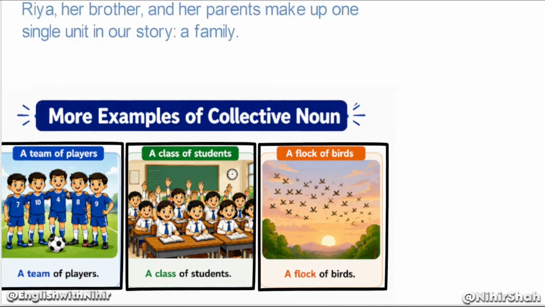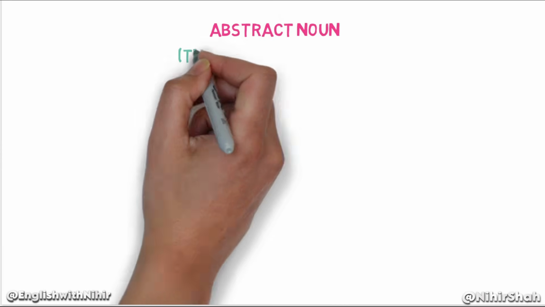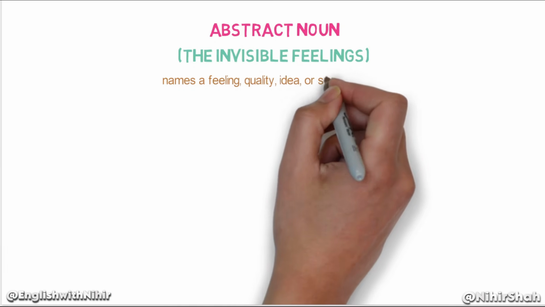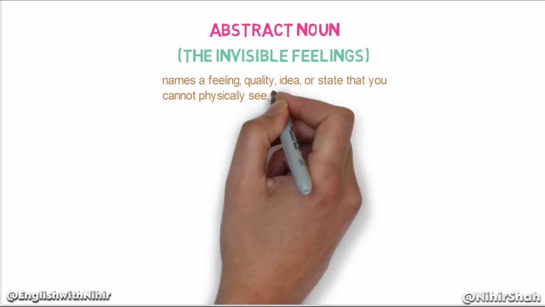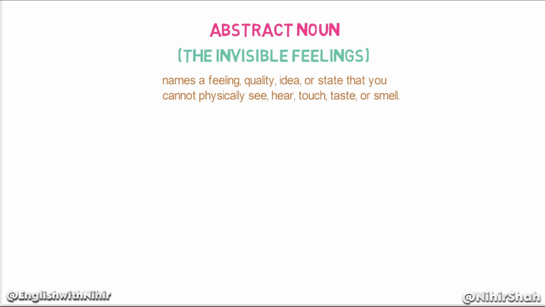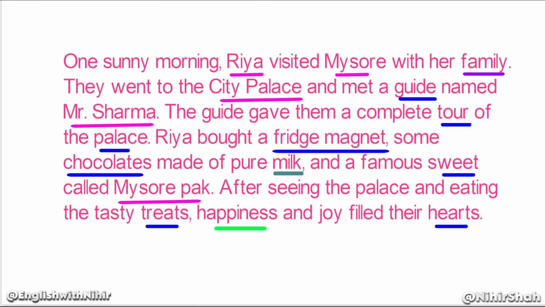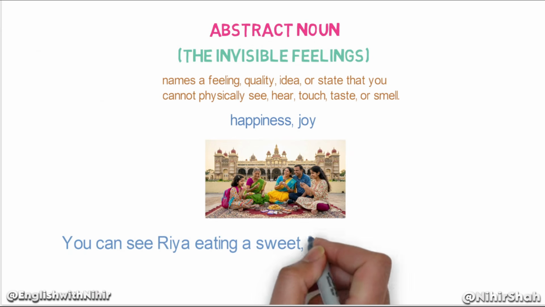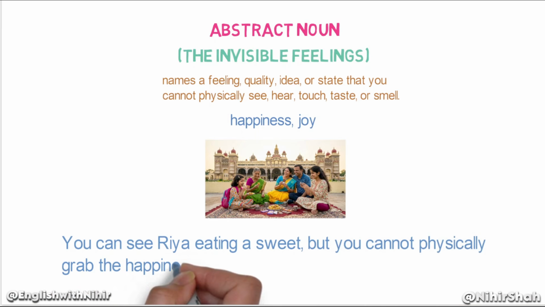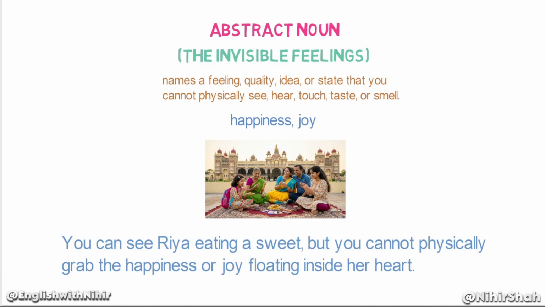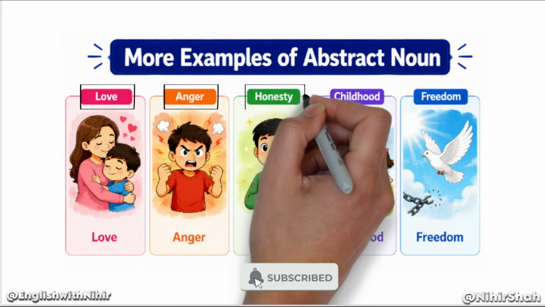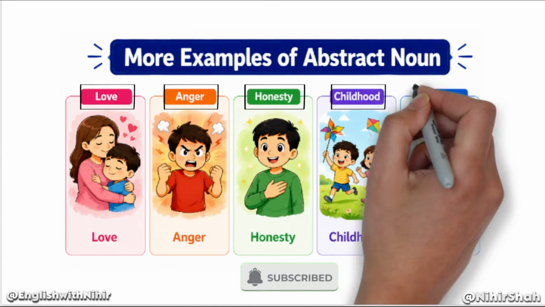Finally, we have the abstract noun. An abstract noun names a feeling, quality, idea, or state that we cannot see or touch. In our story, happiness and joy are abstract nouns. You can see Riya eating chocolates, but you cannot see or hold happiness in your hand. You can only feel it. Some more examples are love, anger, honesty, childhood, and freedom.